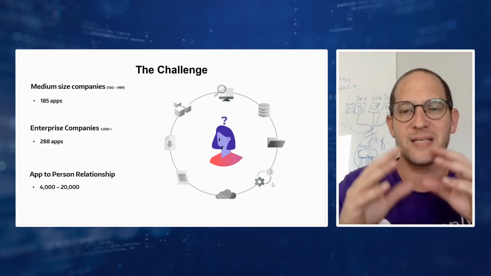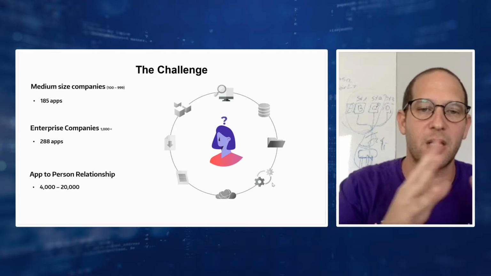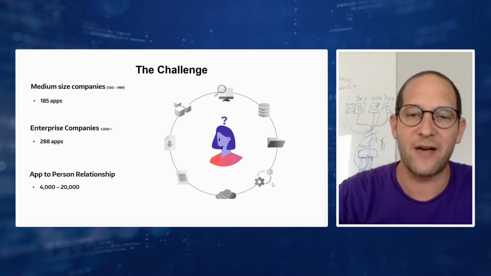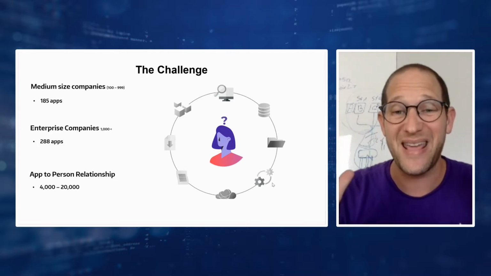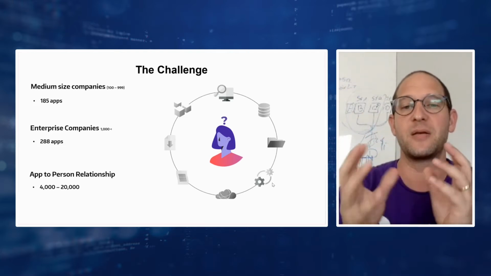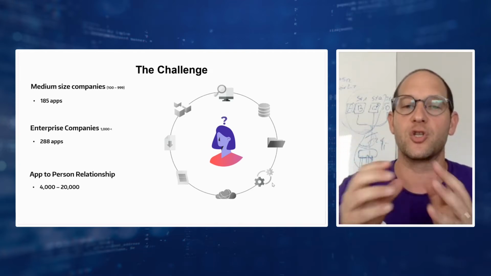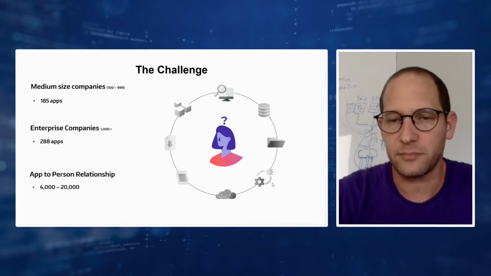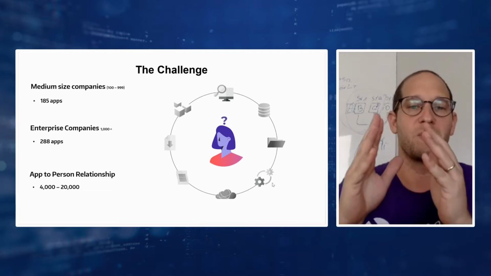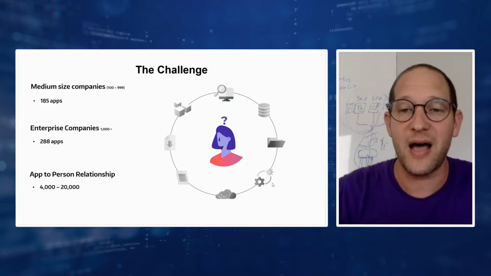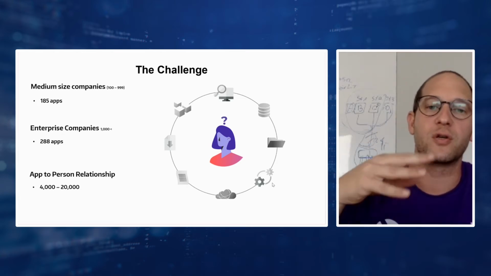When looking at the number of SaaS applications per company, the number grows exponentially as the company grows. And making sense out of this mess becomes more and more challenging. For example, a mid-market company between 100 and 1,000 employees uses about 185 applications, while an enterprise company over 1,000 employees uses about 288 applications. These numbers seem reasonable, but when you consider the app-to-person relationship connections, the number expands greatly. It goes from 4,000 to 20,000, depending on the size of your organization, and it grows and grows and grows.